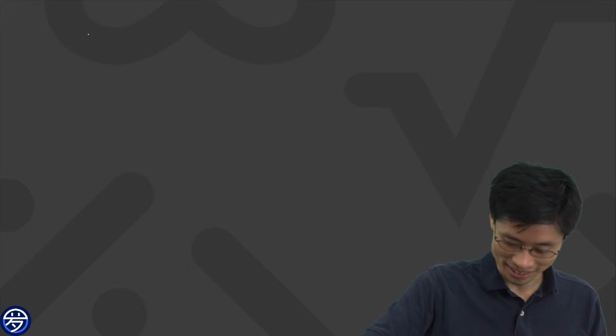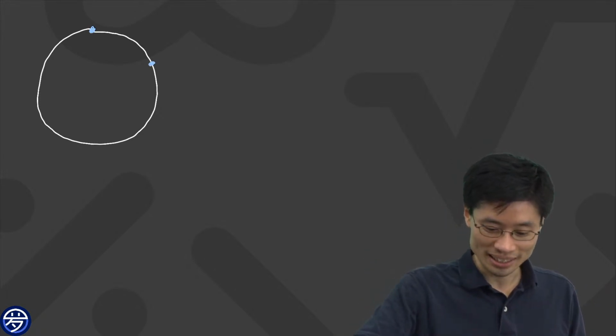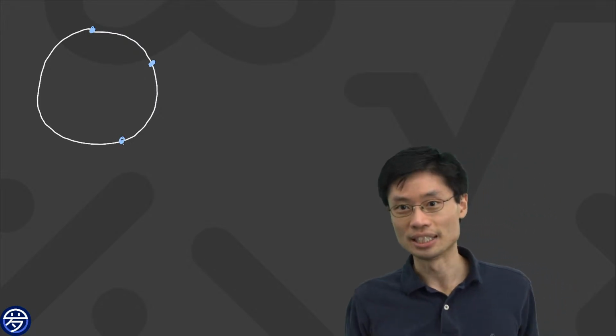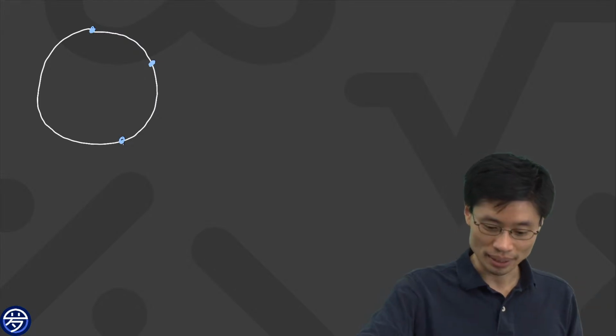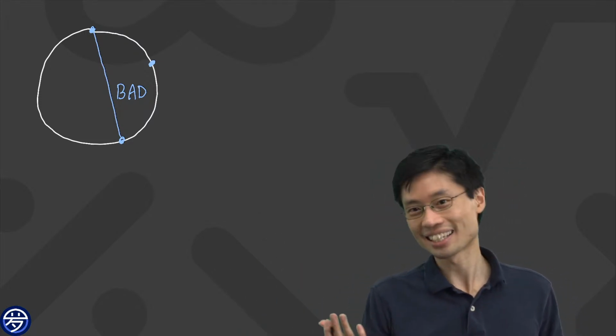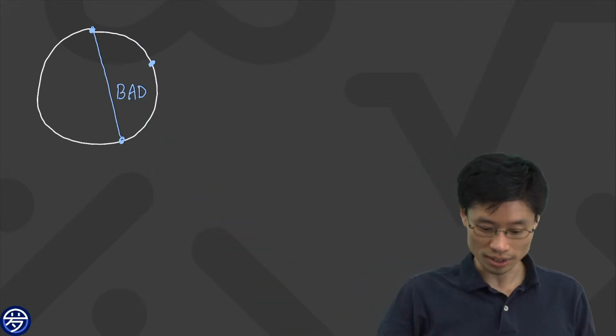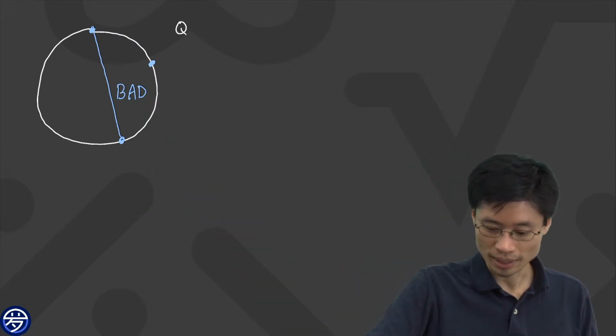Here's a circle. It looks sort of like a lump, but we've got a circle here. Anonymous Panda says, somebody is going to choose 3 random points on the circle, like this one, and then this one, and then this one. The question is, what's the chance that all of the distances happen to be less than the radius of the circle? Well, this is bad, because that length is longer than the radius of the circle.